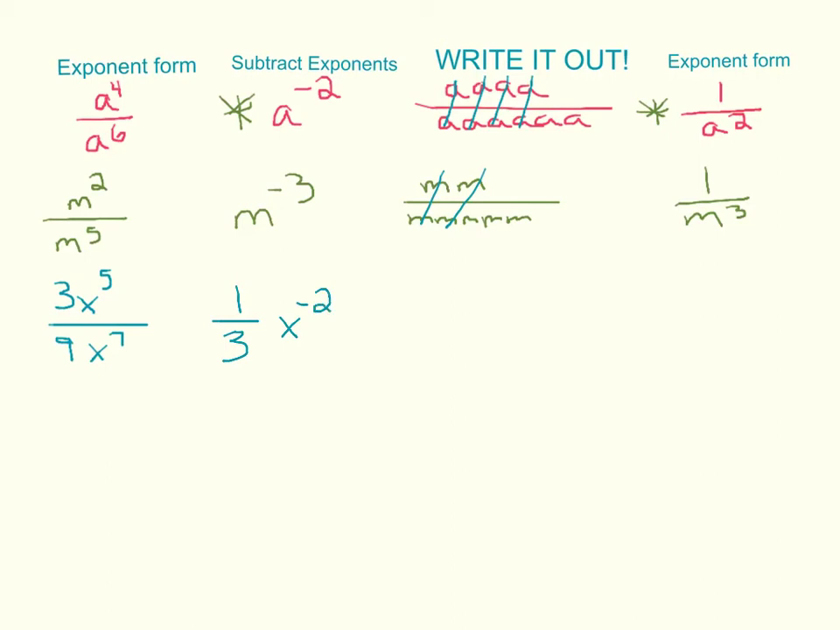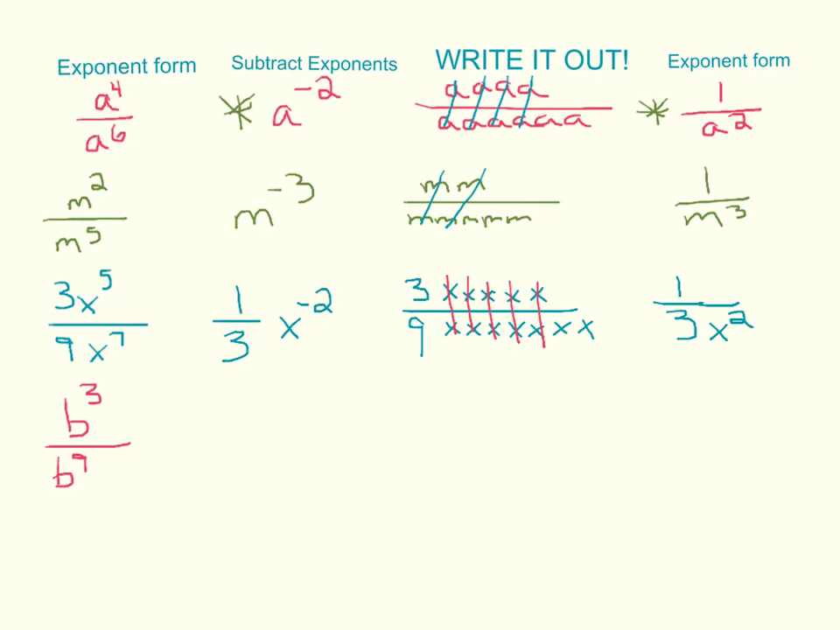But instead, let's rewrite it out. So I have 3 over 9, which I'll simplify again, and then write out all my x's. 1, 2, 3, 4, 5, and then 7 in the denominator. Match up and cross off. Simplify 3 over 9 to 1/3, and then there are 2 x's left over, so it's 1 over 3x squared.